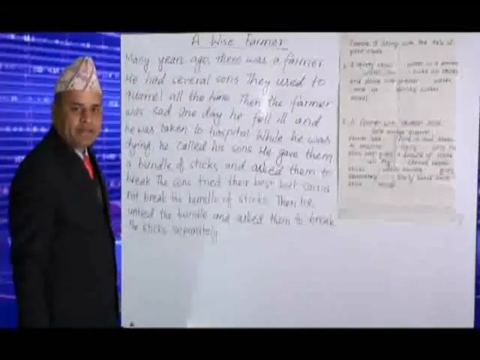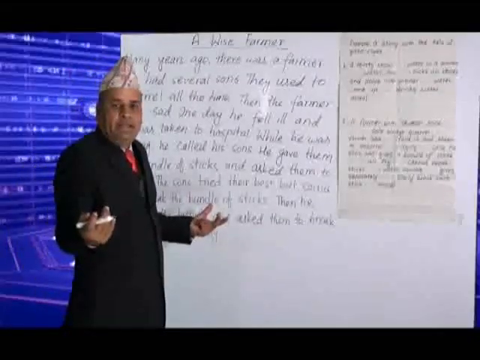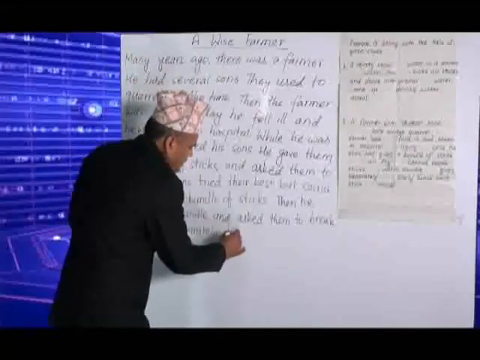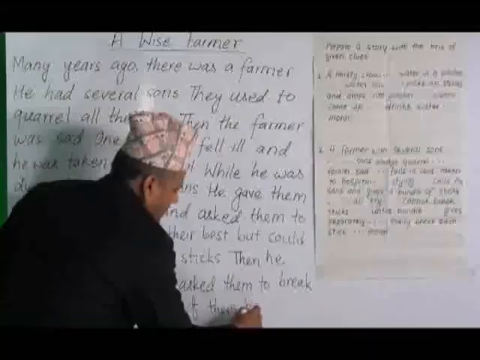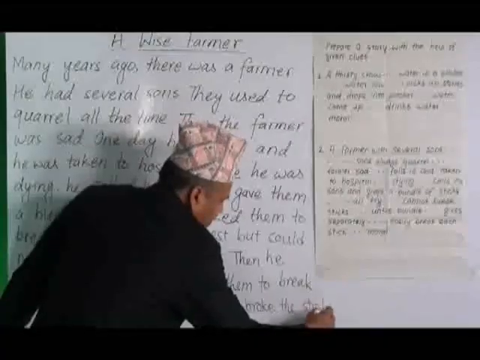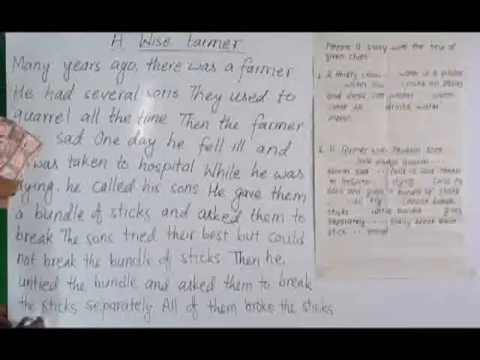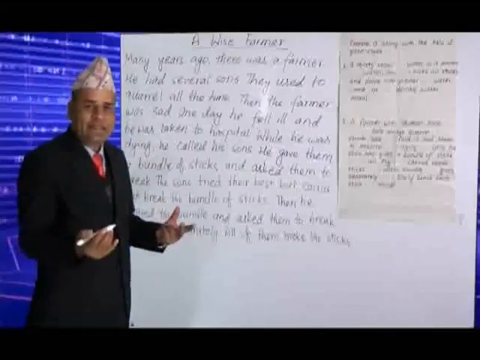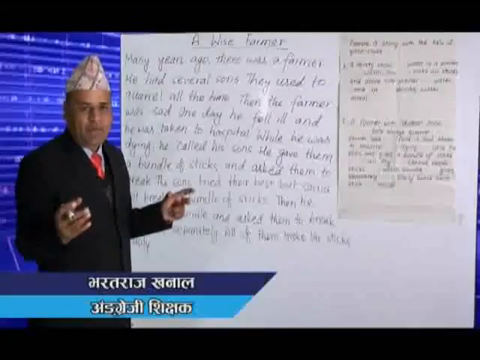This time, what happened? Can you guess? They were able to break the sticks easily, right? All of them broke the sticks separately. That means they could do that job easily. All the sons broke the sticks separately. It was a very easy job for them.